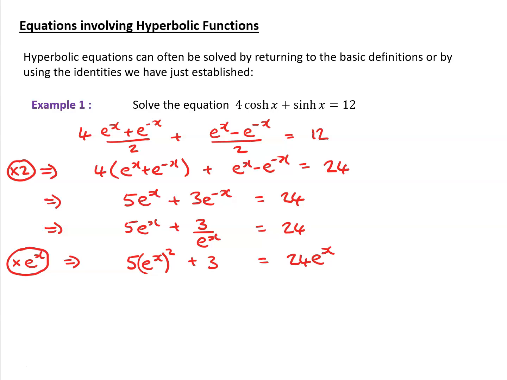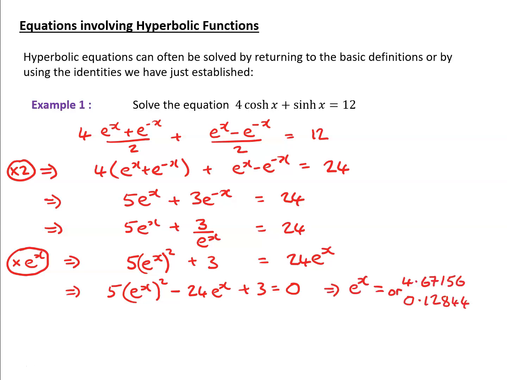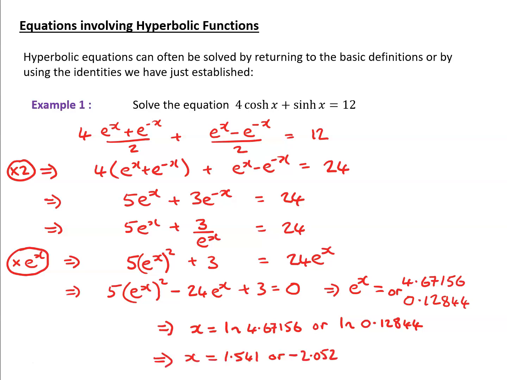In other words, I've got a quadratic equation in e to the x. So rearranging, we've got 5 e to the x squared minus 24 e to the x, add 3 must equal 0. Solving the quadratic equation tells me that e to the x is either 4.67 or 0.128. So we can now simply take logarithms and obtain the fact that x must be the logarithm of 4.67 or the logarithm of 0.128. In other words, x is either 1.541 or minus 2.052.